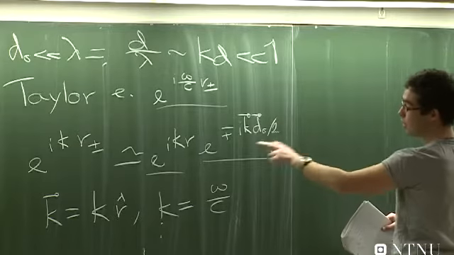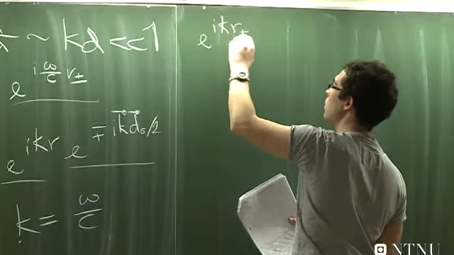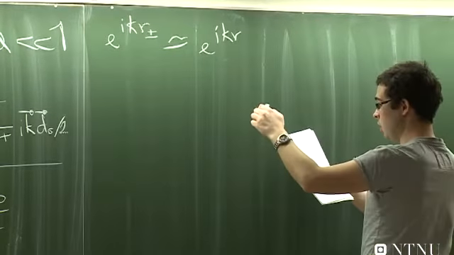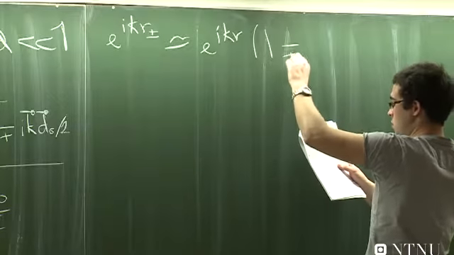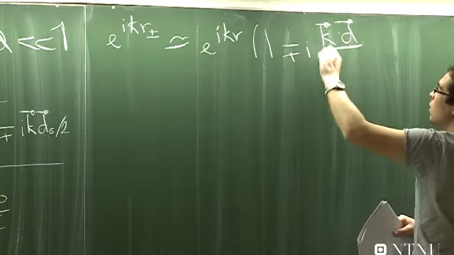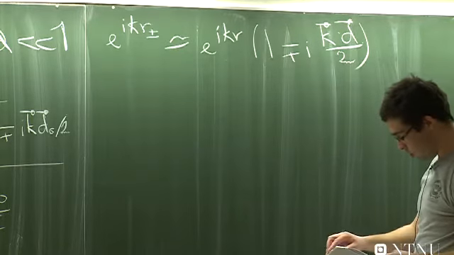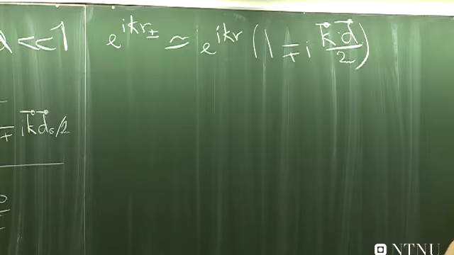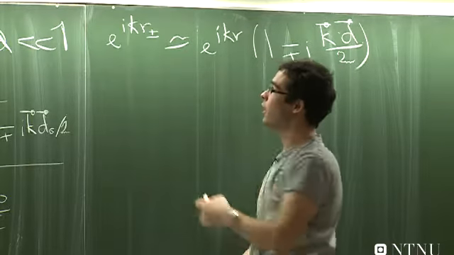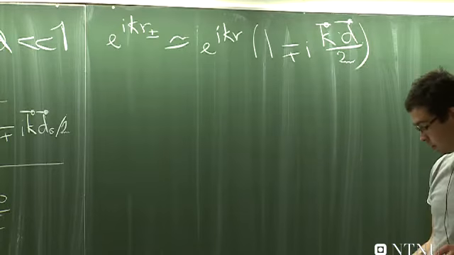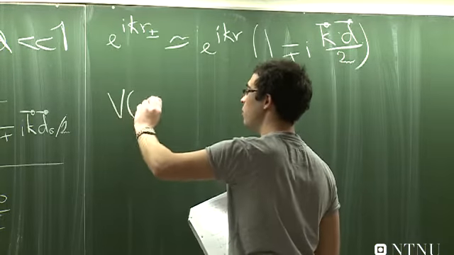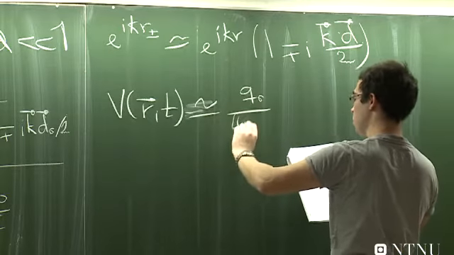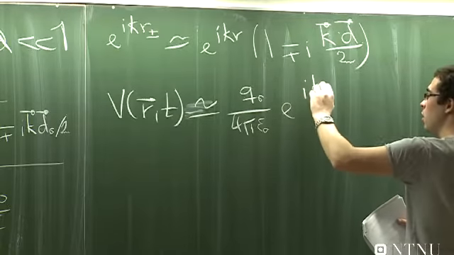Let's do that. So e to the i k r plus minus is approximately e to the i k r, which is essentially the factor just from the distance from the sources to the observation point, and then 1 minus plus i k d over 2. If you go to higher order, then you get k d squared, and since k d is much less than 1, those terms can be neglected. Now if I insert these approximations for 1 over r plus minus and e to the i k r plus minus into the potential V down there, then we get the following. V of r, t is equal to something that should hopefully be a bit simpler: Q naught over 4 pi epsilon naught, e to the i k r minus i omega t.